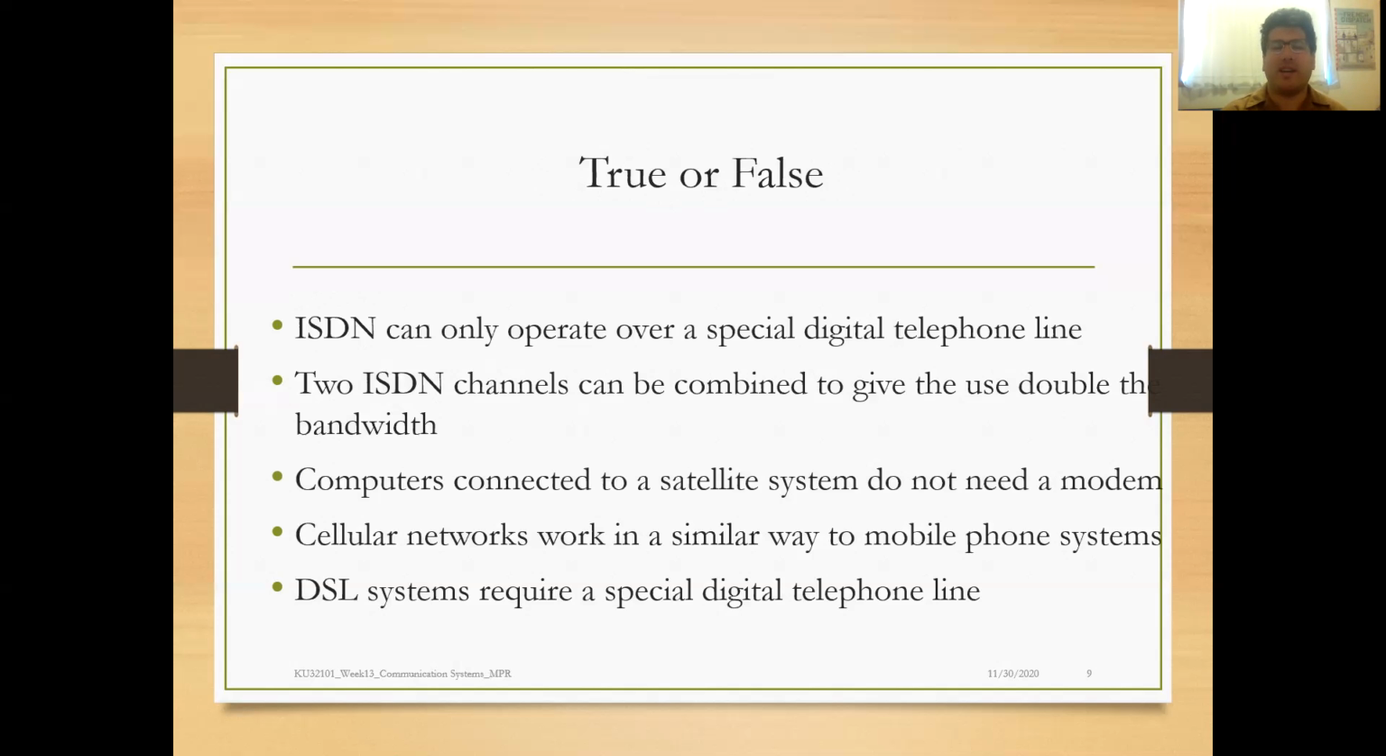DSL systems require a special digital telephone line.